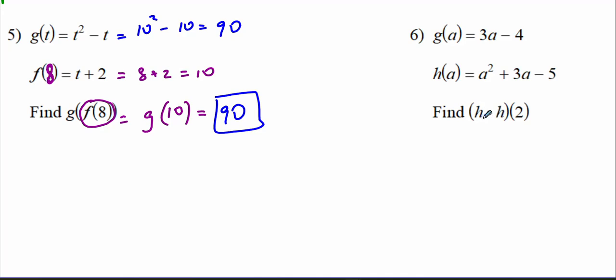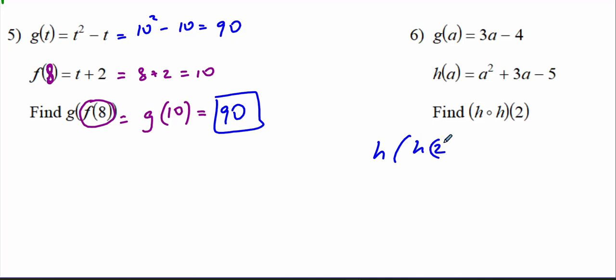All right, so slightly different. Notice how we're given two functions, right? G and, I'm sorry, G and H. However, the problem's asking about H plugged into H, which sounds kind of weird and complicated. How do you plug the function into itself? Well, you can. The way to think of it is as H inside H.